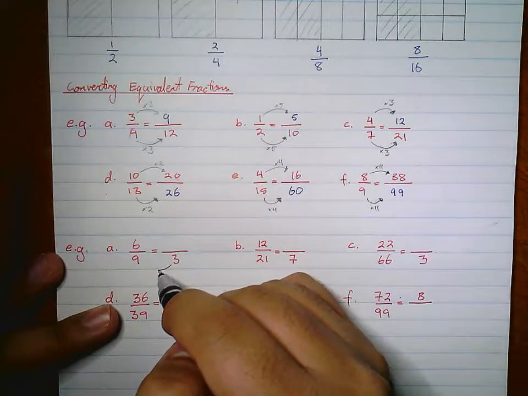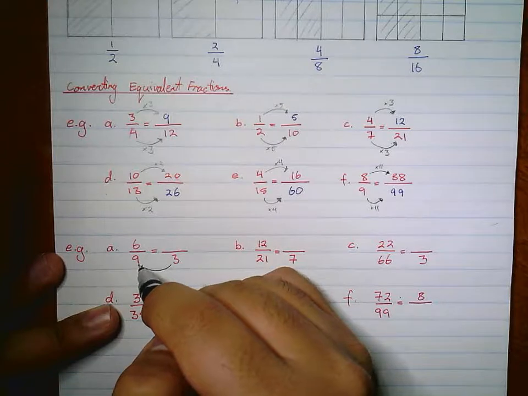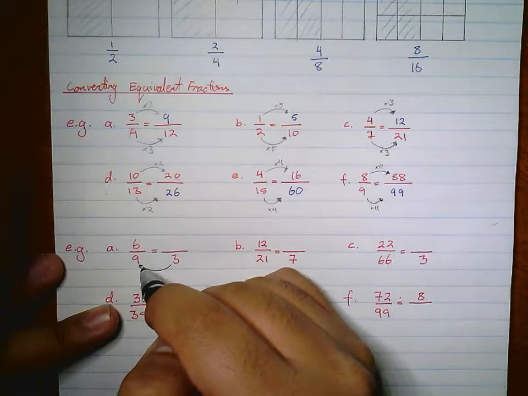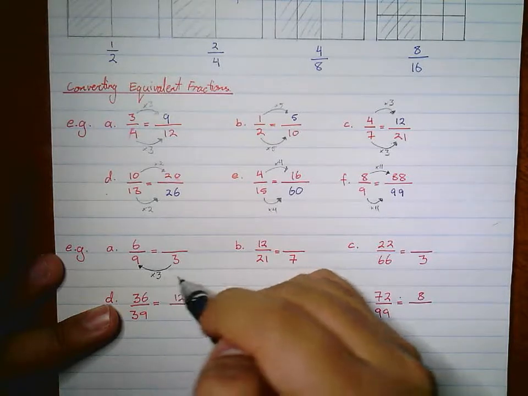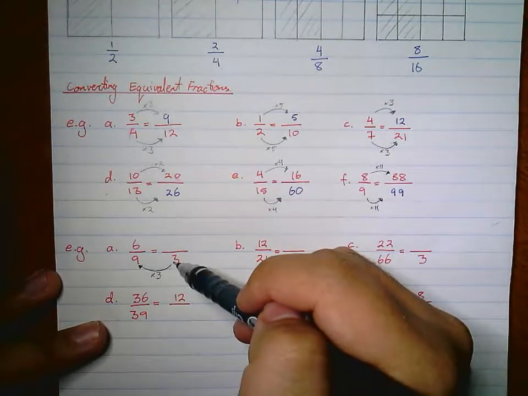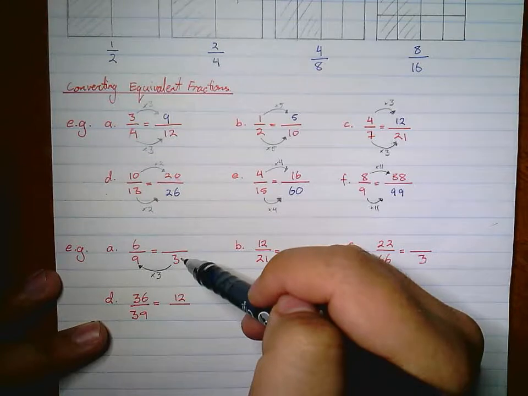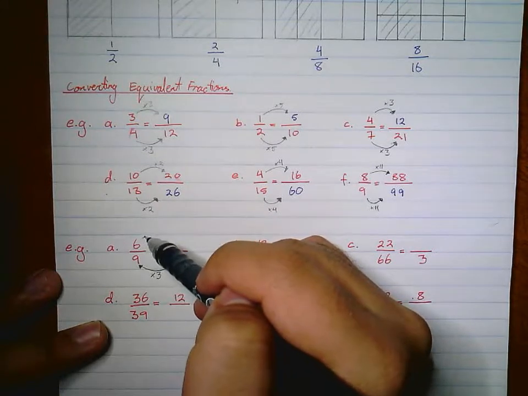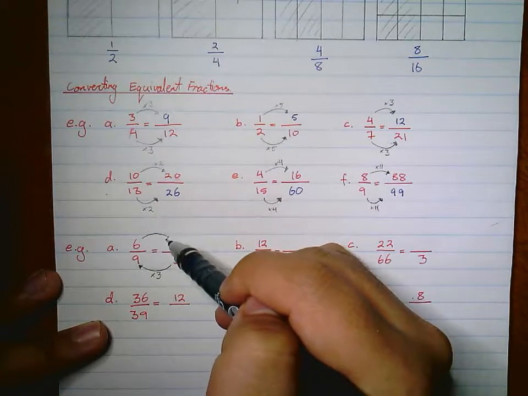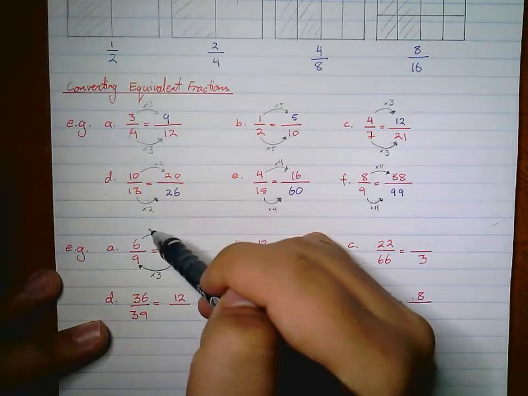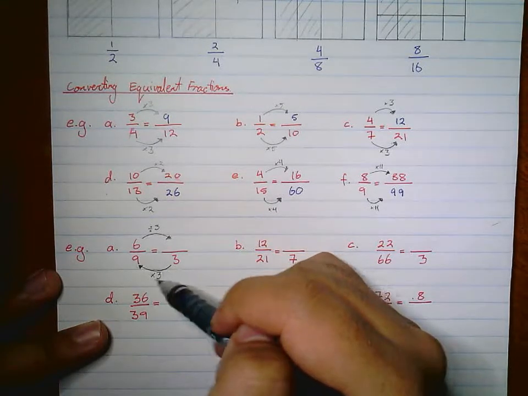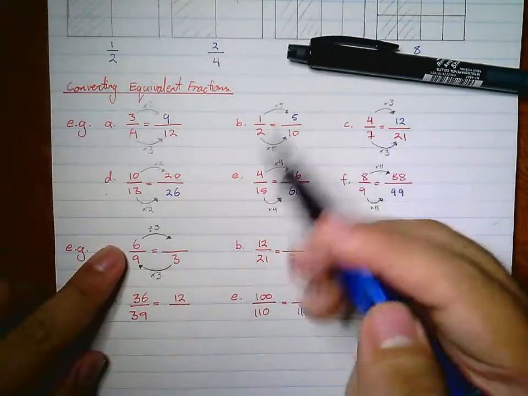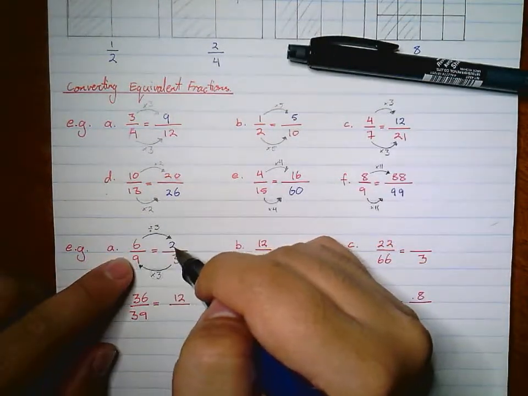3 times what gets me 9? Well, I know that's going to be 3 times 3. But look, if I'm going multiplication this way, that means in the other direction, I'm going to be dividing by that number I just found. So 6 divided by 3 is 2.